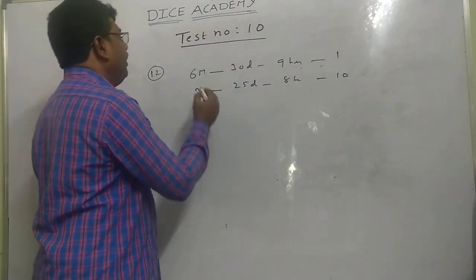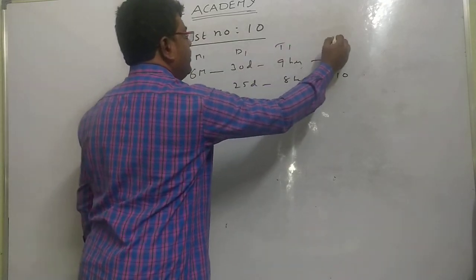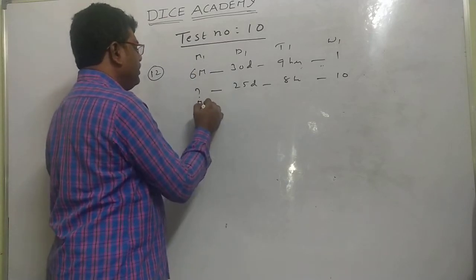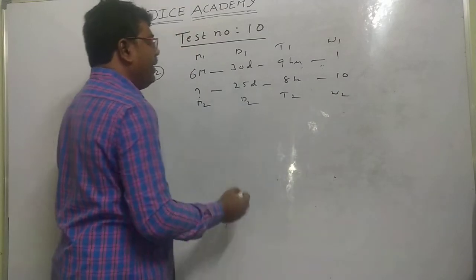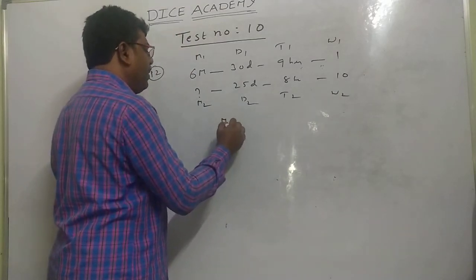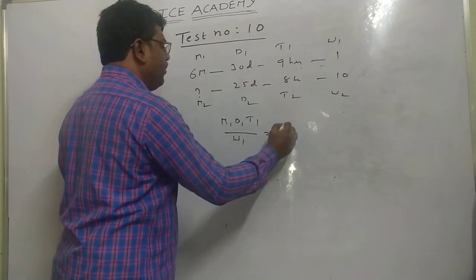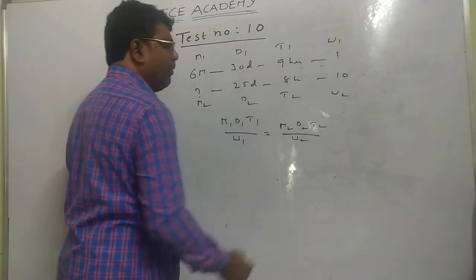So now here this is M1, this is D1, this is T1, this is W1. Downwards it is M2, D2, T2, W2. What is the required formula? You know the formula: M1 D1 T1 by W1 is equal to M2 D2 T2 by W2. This is the required formula.